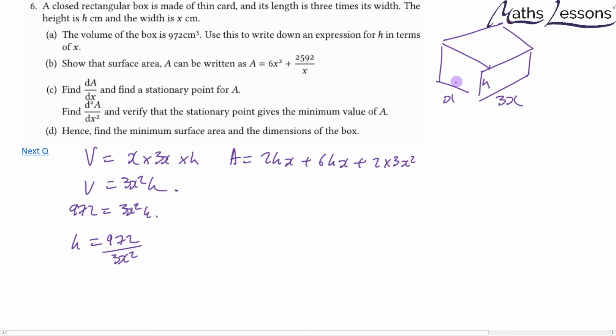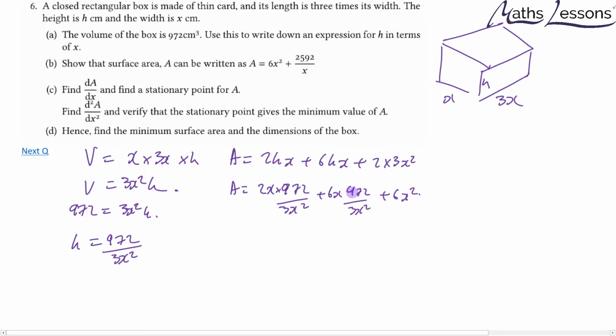Because you've got xh here, xh on the other side, so that gives you 2hx, 3x squared on the bottom, 3x squared on the top, so there's 2 of those. And then we've got an h times a 3x, and we've got 2 of those to give us a 6hx. So therefore the area must be equal to, we know h is this, so we've got 2x times 972 over 3x squared plus 6x times 972 over 3x squared plus 6x squared.